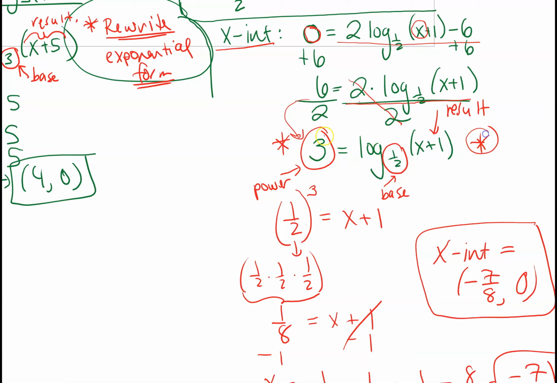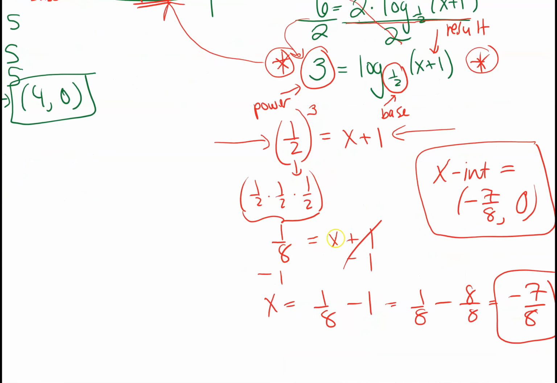Then I had to remember that's where I rewrite into exponential form. 1/2 was the base, 3 was the power, x plus 1 is the result, so that's right here. So 1/2 to the third, that's 1/2 times 1/2 times 1/2, that's 1/8. So 1/8 was equal to x plus 1, and then I just subtracted 1 from both sides. So 1/8 minus 1 is negative 7/8. And so that was my x-intercept.